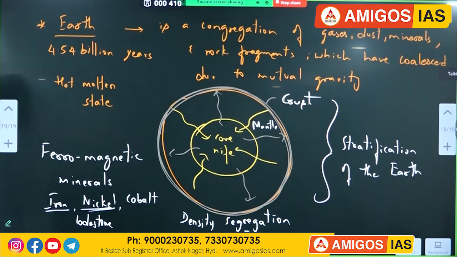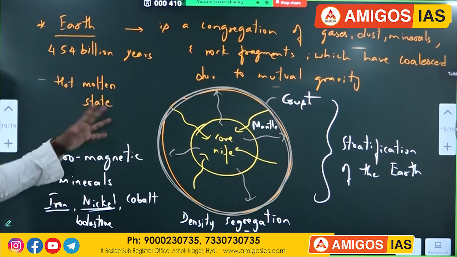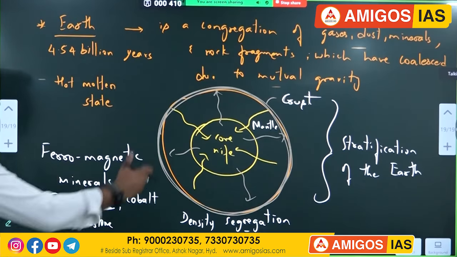Can I go back now? Write this first. This segregation took place slowly because Earth was in a hot molten state. Slowly Earth will cool. Which part of the Earth will cool? Outer or inner?